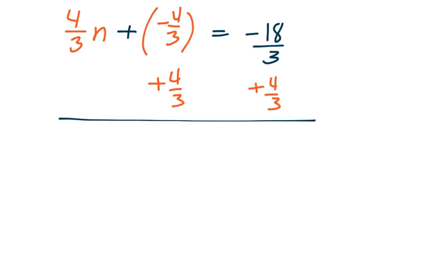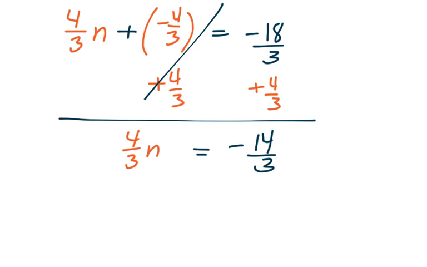So this is where changing it to -18/3 is important, because you need common denominators to add and subtract. On this side, those cancel out. We're left with 4/3 n equal to, and on the right hand side we have -18/3. We're adding 4 to that. That leaves us at -14/3.